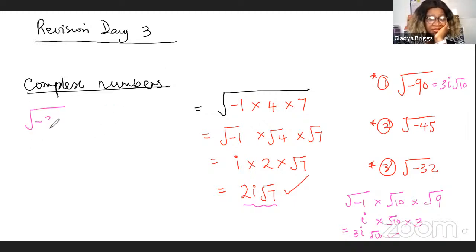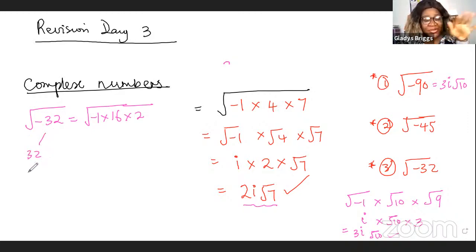Square root of minus 32. Naji, you said you used 16 times 2. Okay. Khaled, if you have root 8, you still have a square number inside of root 8. So I'm going to show you what to do with your root 8. Let's go with Naji's one: the square root of negative 1 times 16 times 2. But first of all, let me do the factors of 32.